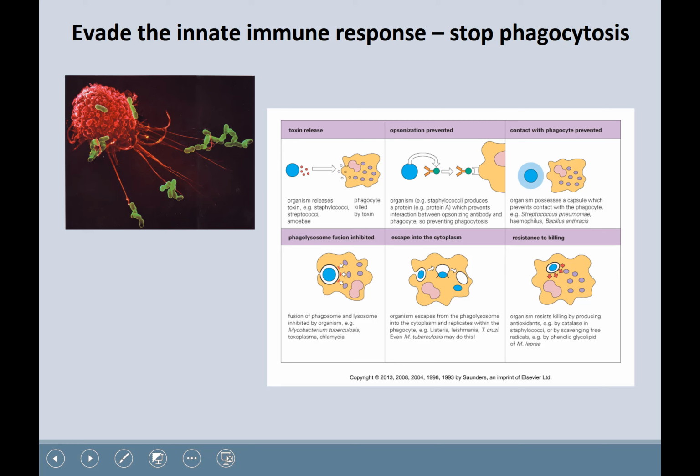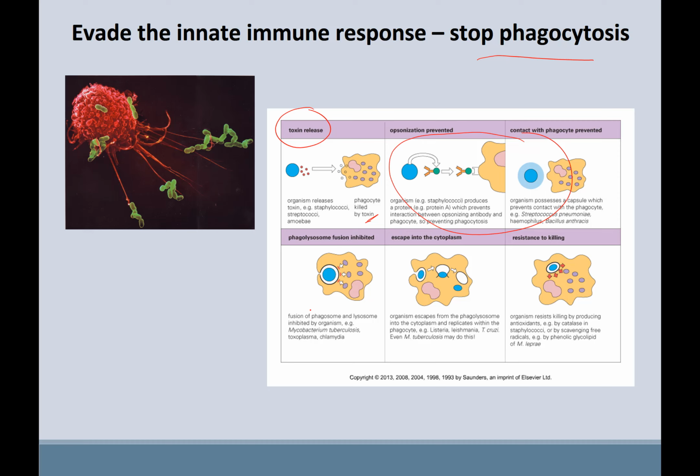So one of the first parts of your immune system that we've talked about is phagocytosis, macrophages and neutrophils coming through and eating up foreign objects. So pathogens have ways to prevent or stop this eating. This figure from your textbook is just explaining pathogens can potentially release toxins that kill the phagocyte. They can prevent contact so that the phagocyte cannot eat them.